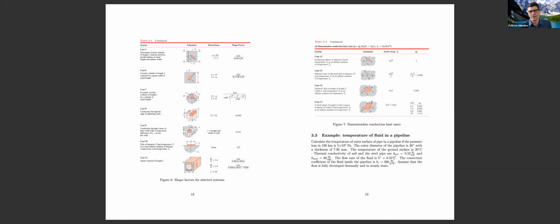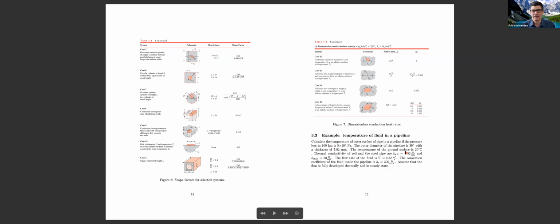In this problem, we have the pressure loss, which is about 5 times 10 to the 6 pascals. That's actually quite a bit of pressure loss. An atmosphere is 10 to the 5 pascals, right? So this is 50 atmospheres. It's a lot, but it's 100 kilometers of pipe. The outer diameter of the pipeline is 30 inches. So these are realistic values. And here is a thickness of the pipe that is 7.92 millimeters.